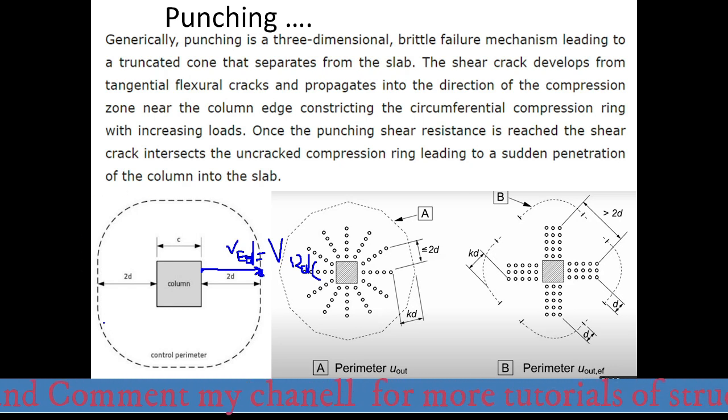So beyond this parameter, beyond this line, there is no need of providing shear reinforcement. So we need to provide shear reinforcement within this basic parameter, because at this line the shear resistance of the concrete and the applied shear force are equal. And when we come to here, we can provide radial arrangements of the shear reinforcement, or we can provide orthogonal arrangements of shear reinforcement, in order to prevent the shear failure.